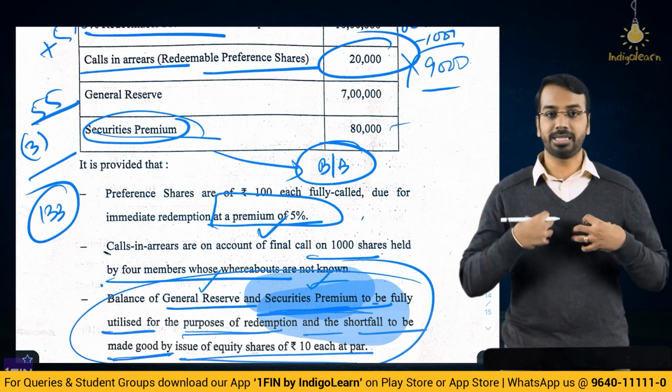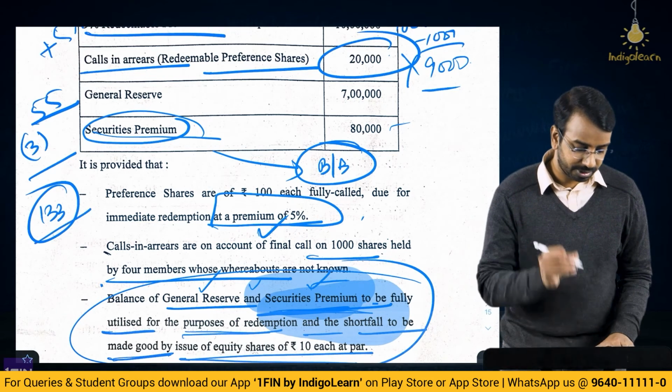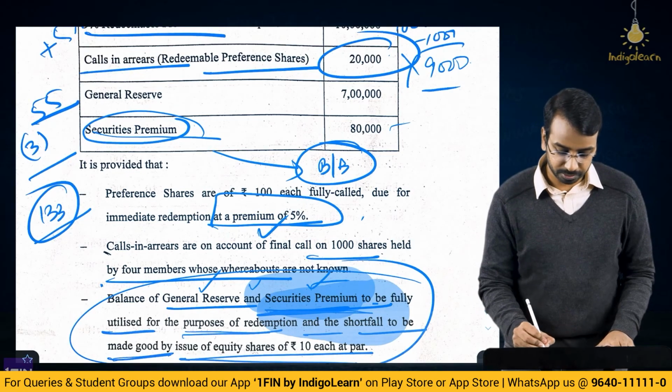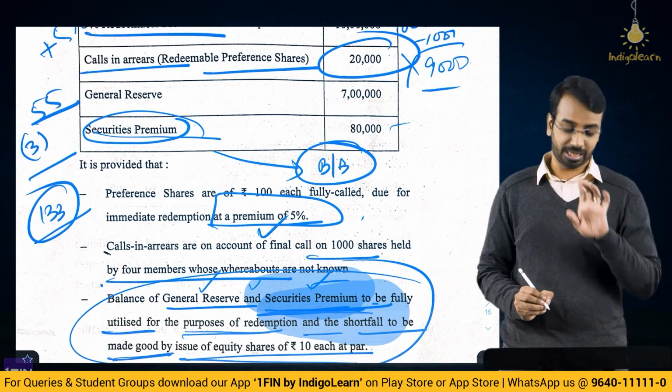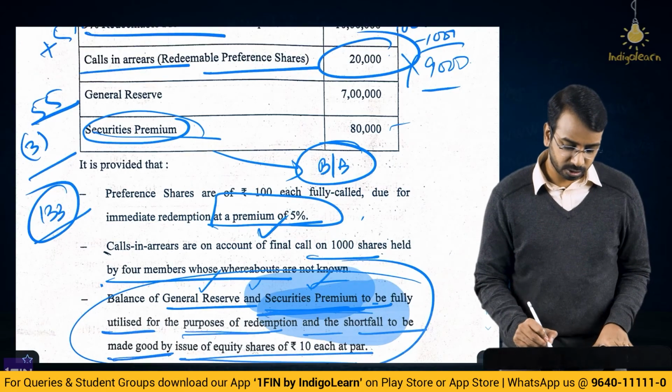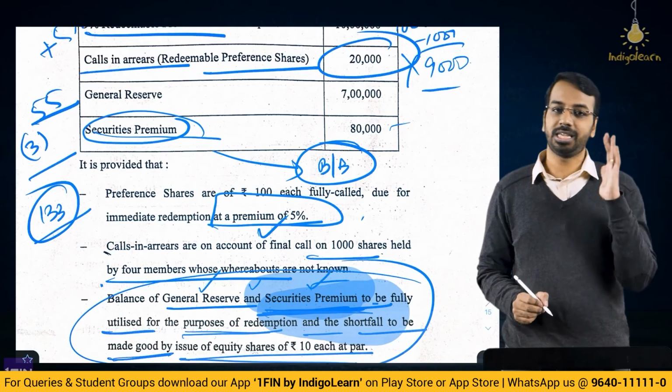So here, if I was a student, my assumption would be that because the company is complying with Section 133, they cannot use securities premium. We'll have to wait and watch what the institute gives as a suggested answer. That is the first thing. Second, of course, I cannot utilize the securities premium for creation of CRR, right?